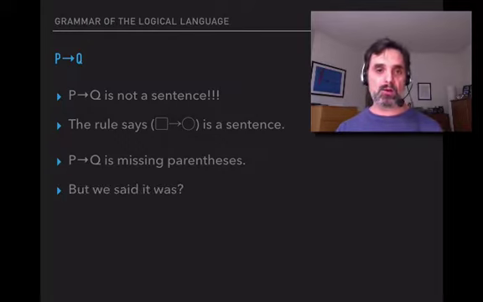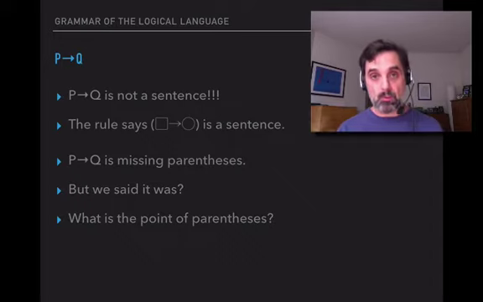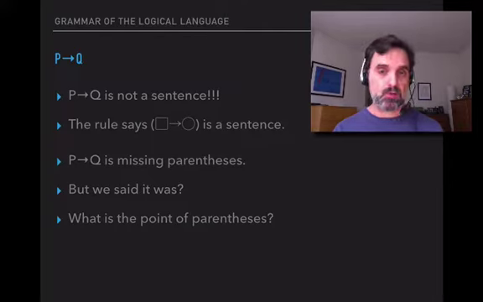Now that's kind of odd. We've been treating it as if it was. And what's the point of these parentheses anyway? Well, we're going to see that in fact we're going to be able to treat it as sort of an informal or abbreviated sentence, but we need to also understand how we do that and why the language has parentheses in the first place.